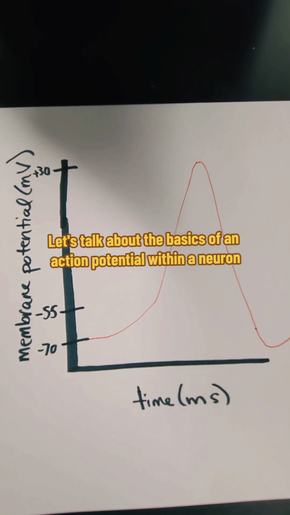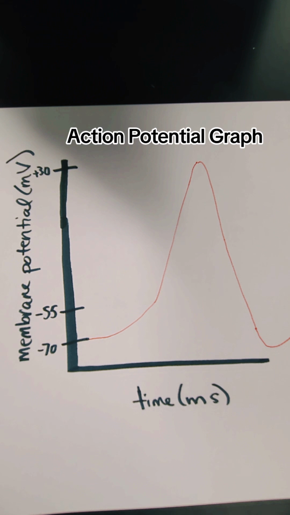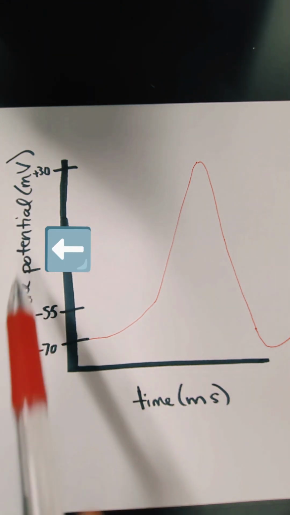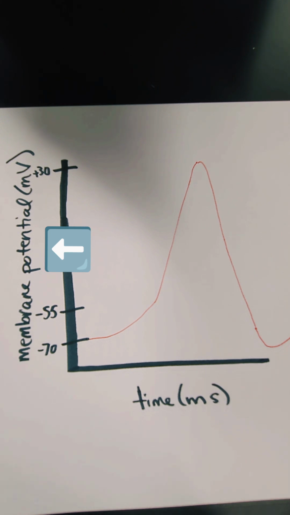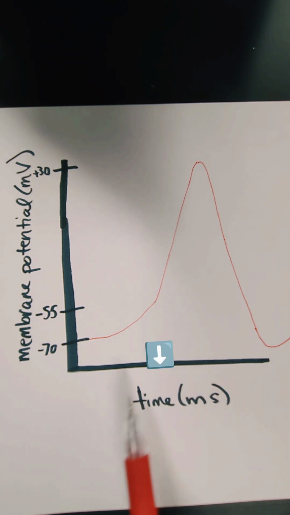Let's talk about the basics of an action potential within a neuron. So when we are looking at this graph here, a couple of important things to note. We see that the y-axis is labeled with the membrane potential measured in millivolts. So that's a measure of the difference in charge on the cytoplasmic side, so the inside of the neuron, relative to the outside. And then on the x-axis, we have that labeled with time.